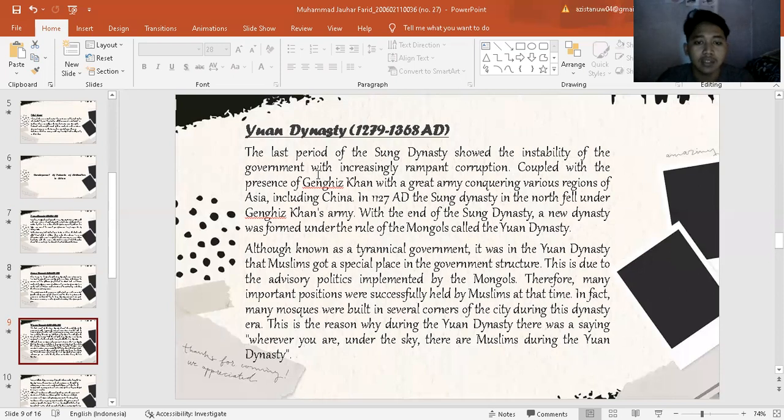Also known as a tyrannical government, it was in the Yuan dynasty that Muslims got a special place in the government structure. This is due to the policies implemented by the Mongols. Therefore, many important positions were successfully held by Muslims at the time. In fact, many mosques were built in several corners of the city during this dynasty era. This is the reason why during the Yuan dynasty there was a saying, wherever you are, under the sky, there are Muslims.